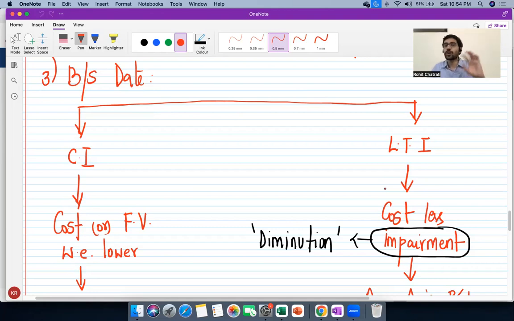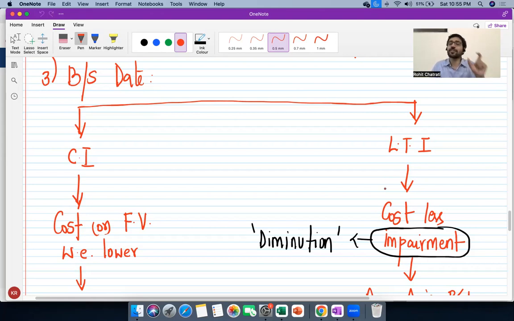All right. You don't have to do cost or fair value, whichever is lower. Continue to show it at cost. But if there is any diminution in the value of investment, any decline in the value of investment which is permanent in nature, which means that decline is possibly not going to get reversed. It is not a momentary fluctuation like we were speaking of, but it is a permanent decline in the value of investment.